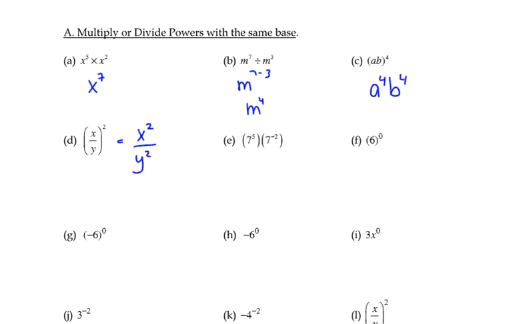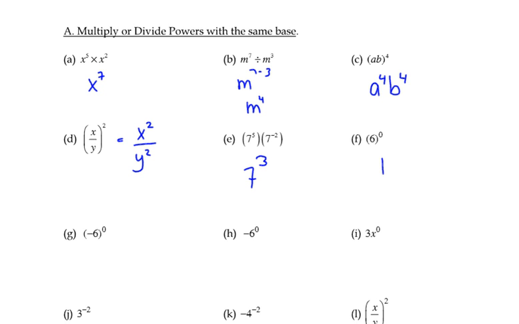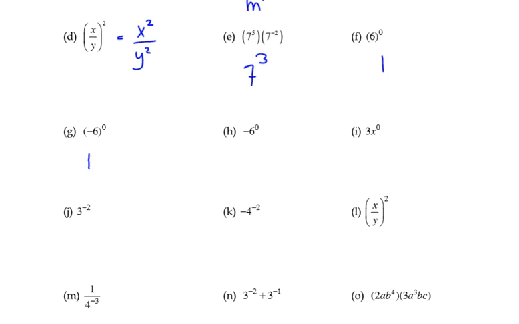Same base being multiplied. What are we going to do with our powers? Add them. What's 5 plus negative 2? 3. And 6 to the power 0 is 1. Okay, let's look at the next one. What would this be? 1, because the negative's on the inside, but this one would be negative 1. Okay, be careful. Is the 3 part of the power of 0? No. So really it becomes 3 times, what's x to the power of 0? 1, and 3 times 1 is 3.